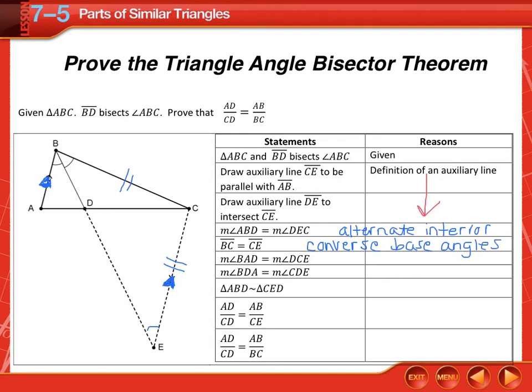And next we have angle BAD congruent to angle DCE. BAD is here, and that's congruent to DCE, which is here. And again, that's on the inside of the Z pattern of parallel lines, alternate interior. And we have BDA and CDE. You can see that those angles, I'm going to use a line, are vertical angles.